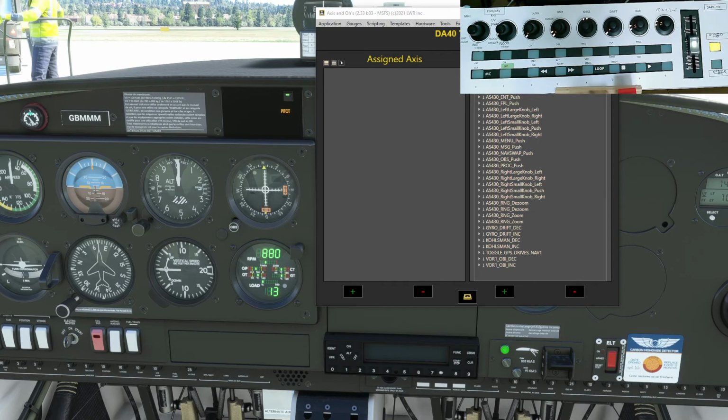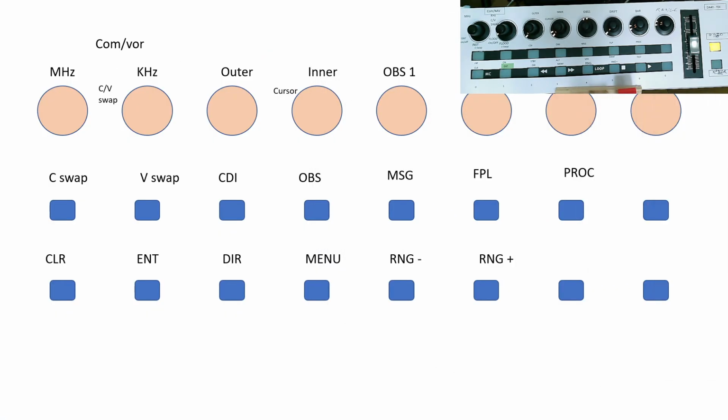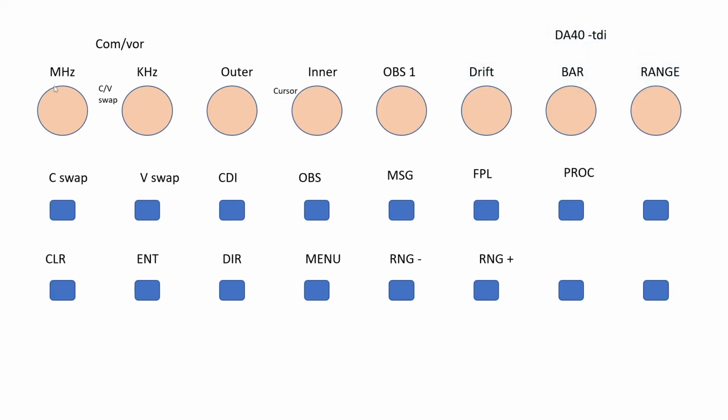Let's go back to our PowerPoint, and we can move you out of the way. We have got all the comms and navigation sorted, so we can use the traditional steam driven stuff. We've got the outer, inner and cursor, we've tested that. We went OBS, message, flight plan, procedure, that's all done. The clear button done twice, enter, yes, that's all done. And the range, we've done both of those, both as a knob and as a button. That's everything for layer A done.